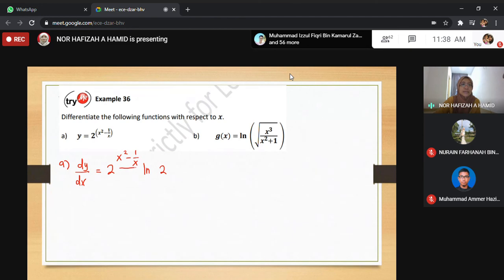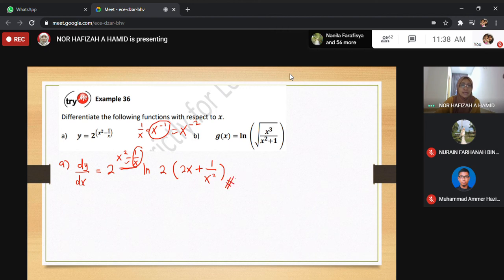Lepas tu differentiate balik yang atas ni power dia. So differentiate is 2x. So differentiate 1 over x. So 1 over x also equal to x negative 1. So differentiate x negative 1, you ada negative x negative 2. So minus minus, you have plus. So plus x negative 2 also 1 over x square. Okay, so ini answers for A. So sama juga macam tadi, 2x plus 1 over x square ni depends, you nak letak dekat center pun boleh ataupun you letak dekat ujung macam ni pun okey.